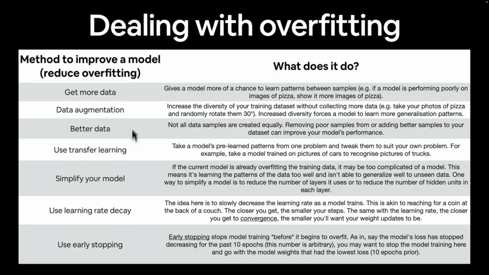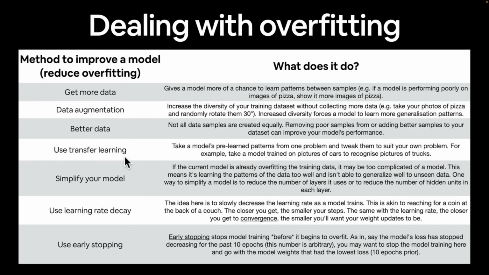So not only more data, perhaps the data that you're using, the quality isn't that good. So if you enhance the quality of your data set, your model may be able to learn better, more generalizable patterns and in turn reduce overfitting. Use transfer learning. So we're going to cover this in a later section of the course, but transfer learning is taking one model that works, taking its patterns that it's learned and applying it to your own data set.